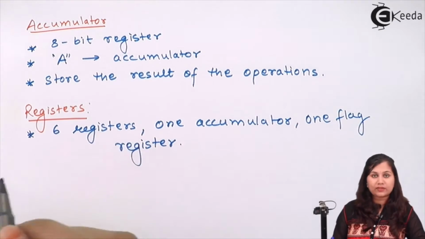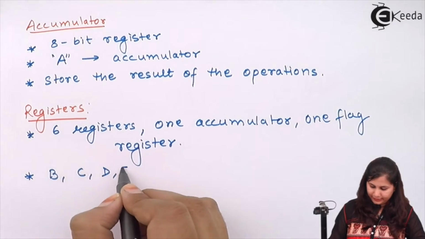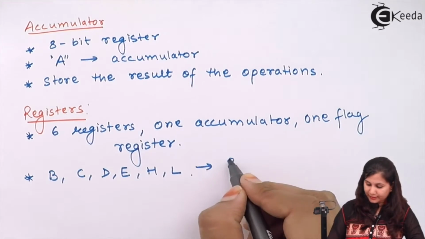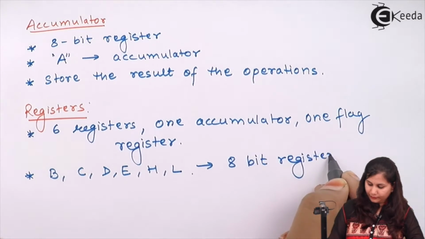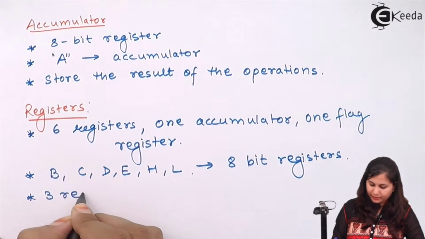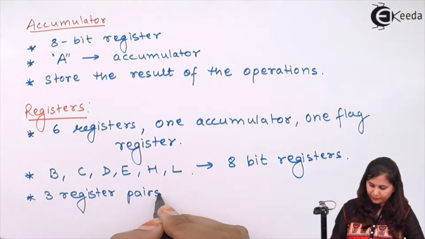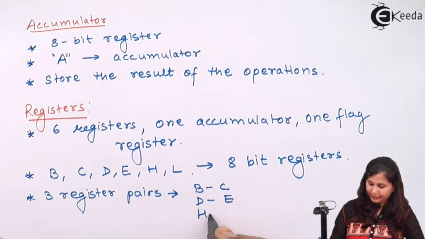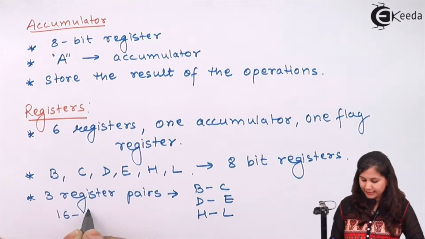Let's talk about the 6 registers. These 6 registers are B, C, D, E, H, and L. These are 8-bit registers, and these 6 registers form 3 register pairs: BC, DE, and HL. These register pairs are used to handle 16-bit data.